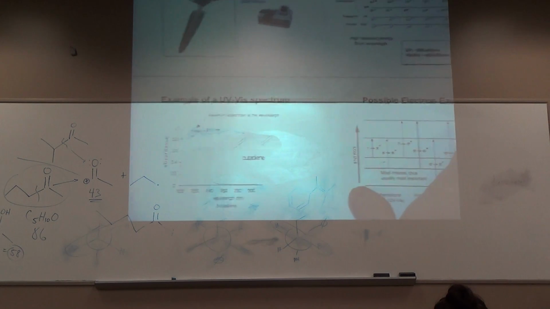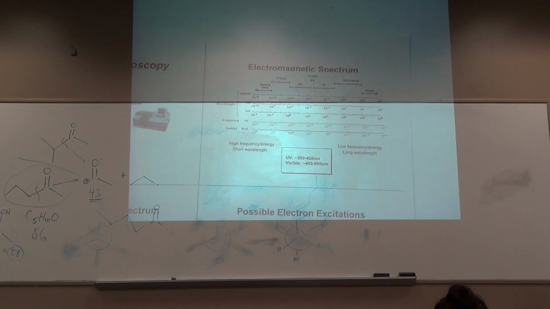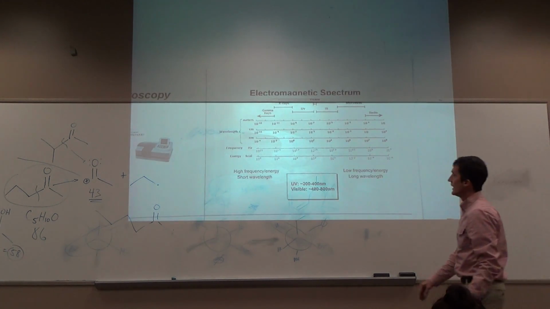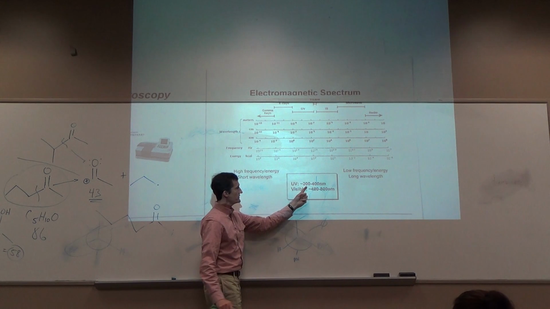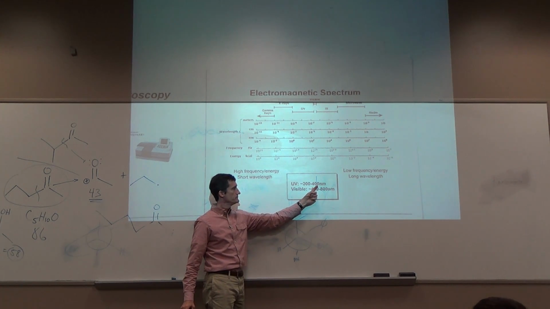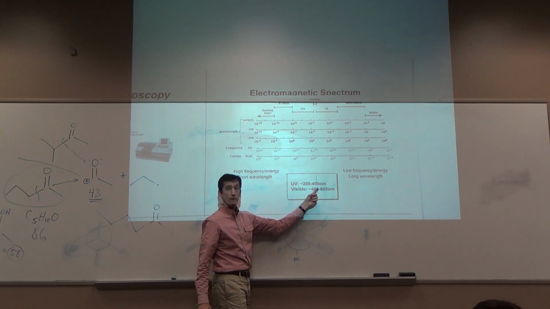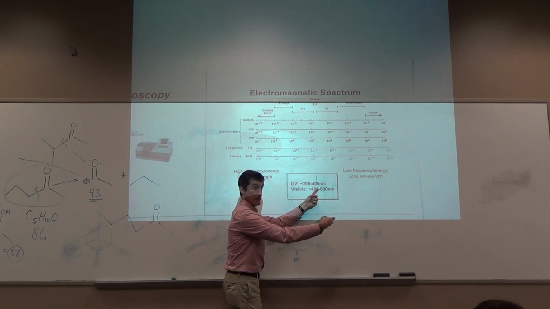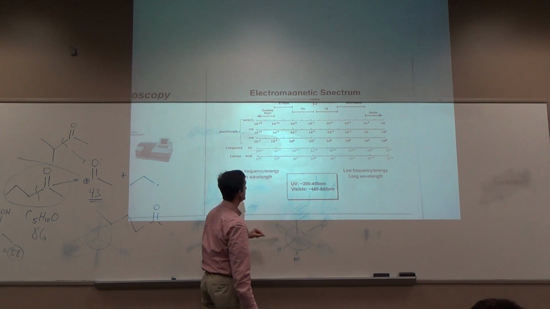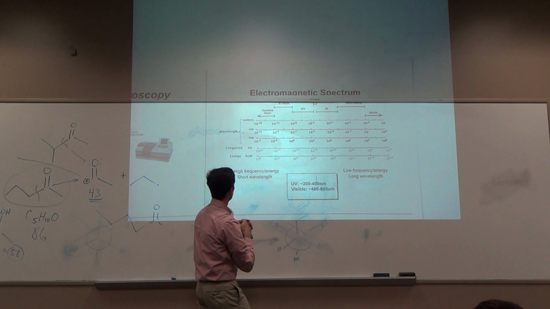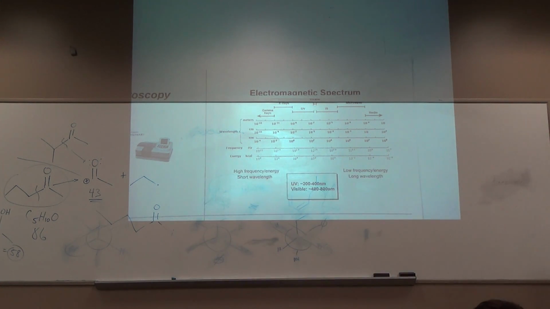If we go back, this was really on the front page. The UV range is like 200 to 400 nanometers. Visible is a little bit higher, longer wavelength, lower energy, 400 to 800. Does it say vacuum UV somewhere? It must say it on another page, but below 200 is called vacuum UV.